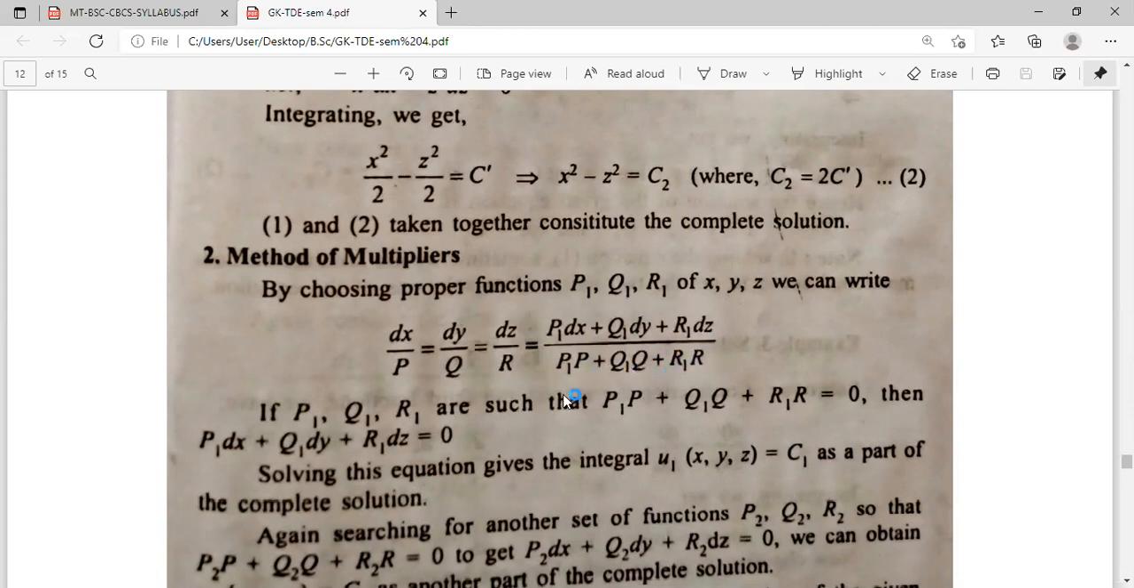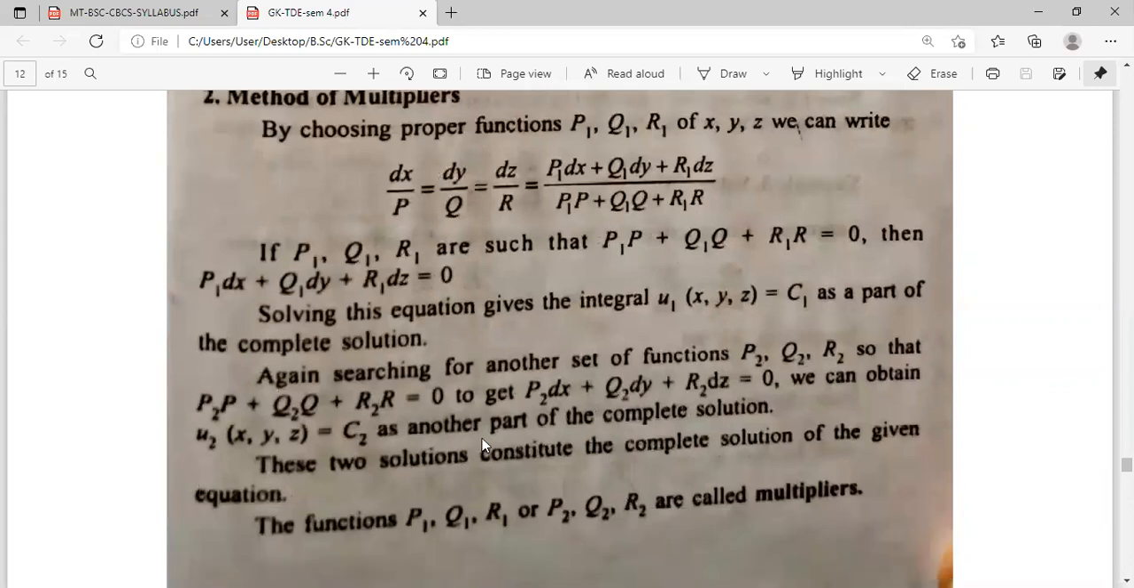That means you are multiplying the numerator by p1 dx, and the same you have to multiply with the denominator also: p1 dx divided by p1 p. If you write q1 dy, you multiply q1 q. Here r1 dz means you write r1 r, and you add them. And one thing: you have to choose p1, q1, r1 in such a way that p1 p plus q1 q plus r1 r equals 0, that means the denominator must vanish. Then only you can go further with the method of multipliers.